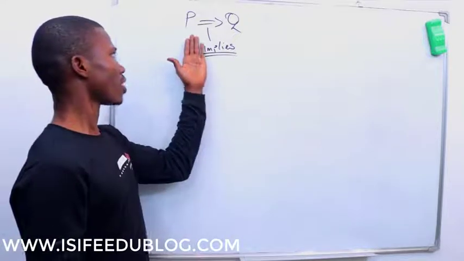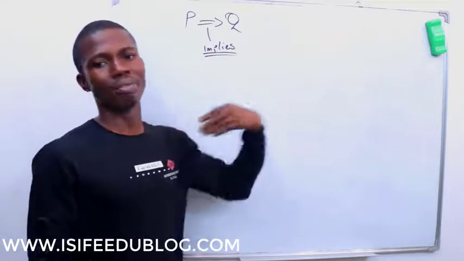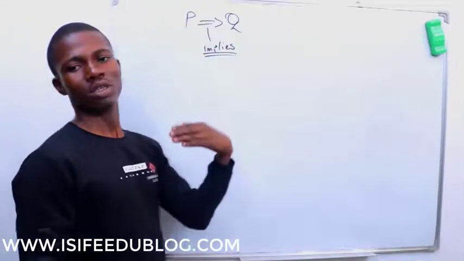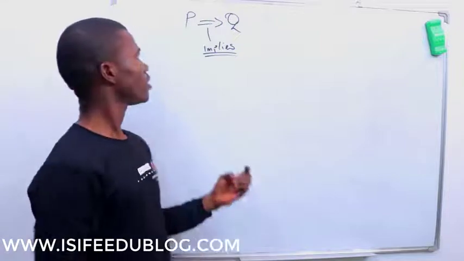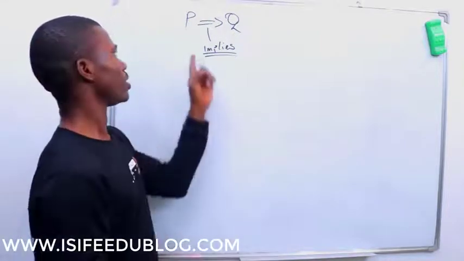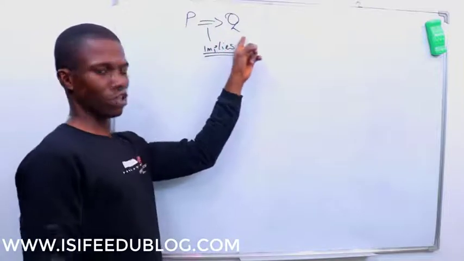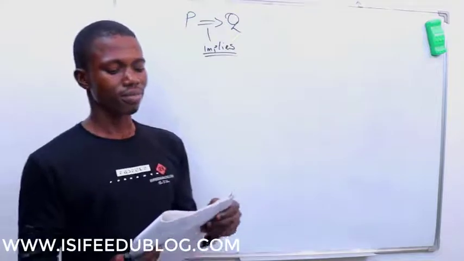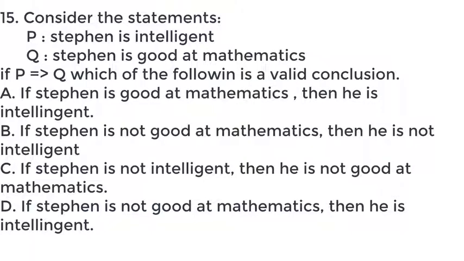If P is correct, Q is correct. That means P implies Q, okay? And if P is wrong, Q is wrong. Okay, so let's go over to the question and check two positive questions in the order of P first, Q second. Okay, so our option 1 says A, if Stephen is good at mathematics, then he is intelligent. This is two positive questions.